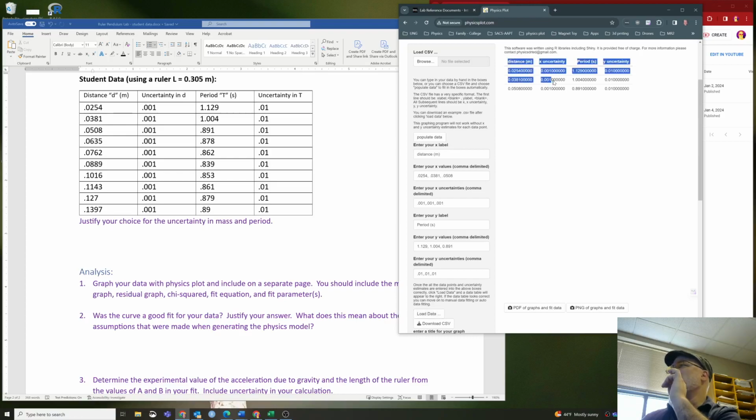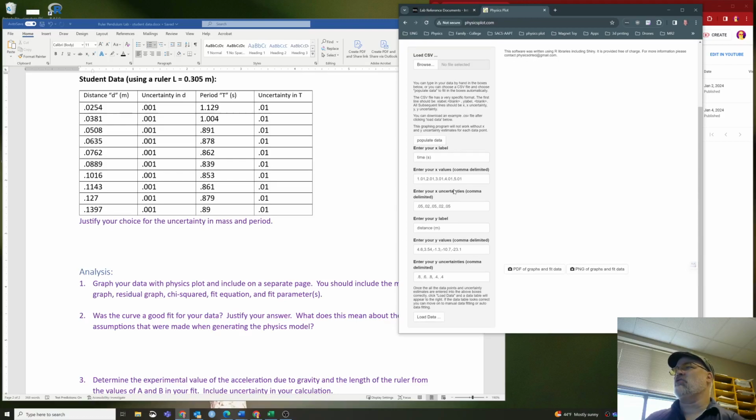And if I typed everything in correctly, I'll get a table over here showing my x values, my x uncertainties, my y values, and my y uncertainties. And if I didn't type it in correctly, what's going to happen is the website's going to crash, and you're going to have to start over completely and type it all in again. And that's really going to suck. And you really don't want to have to do that.